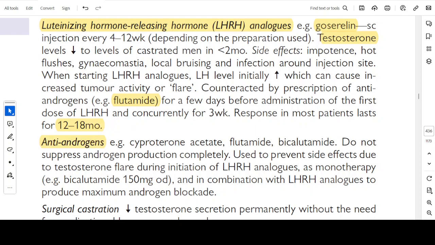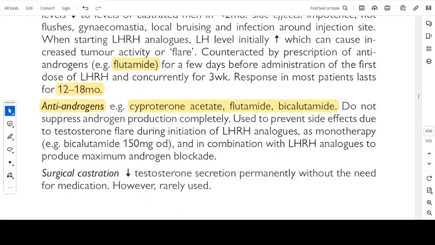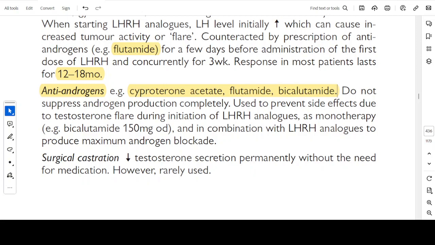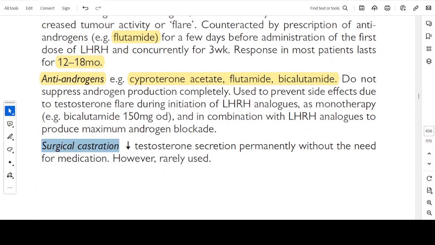Anti-androgens, cyproterone acetate, flutamide and bicalutamide, do not suppress androgen production completely. They are used to prevent side effects due to testosterone flare during initiation of LH-RH analogs, as monotherapy, for example bicalutamide 150 mg, and in combination with LH-RH analogs to produce maximum androgen blockade. Surgical castration decreases testosterone secretion permanently without the need for medication, however it is rarely used.